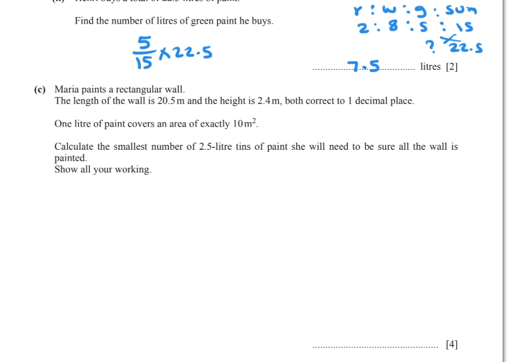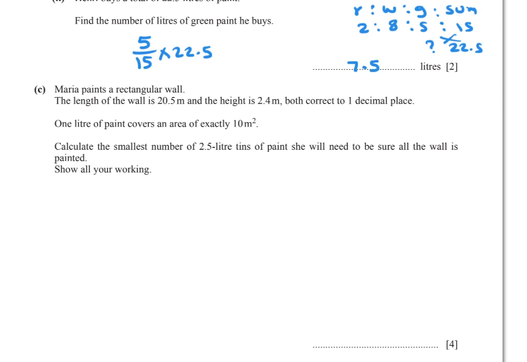Now we need to find the area, then divide by 10. To find the area of the rectangular wall, multiply the length by the height, but the length is not exact, it is correct to one decimal place. So we have an upper bound and a lower bound for the length. The same for the height. In this case, because I need to be sure that all the wall is painted, you need to take the upper bound for length and the upper bound for height. So I need the upper bound for the area.